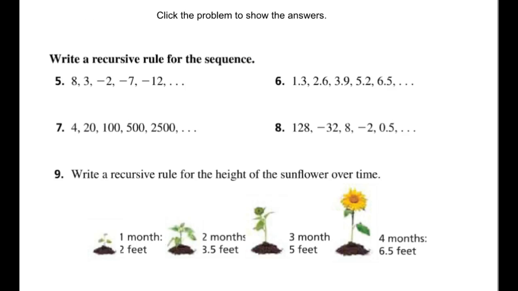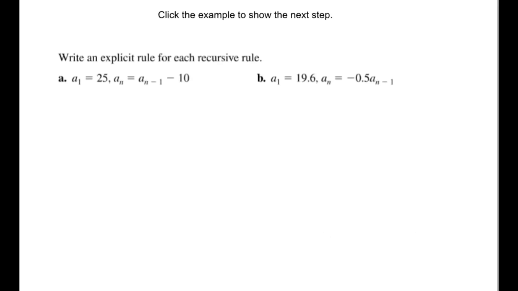Okay, so here are some more monitoring progress, so go ahead and try these ones and see how you can do on them. Alright, so here is example number 3. So now I have to write an explicit rule for each recursive rule. So here I'm given the recursive and I have to go backwards to the explicit. So I'm given my first term and I'm given my recursive rule, right?